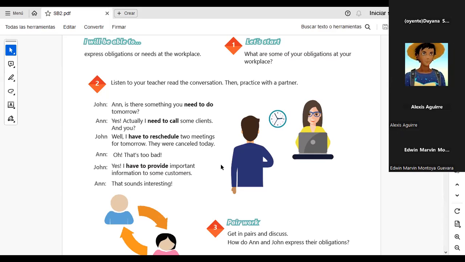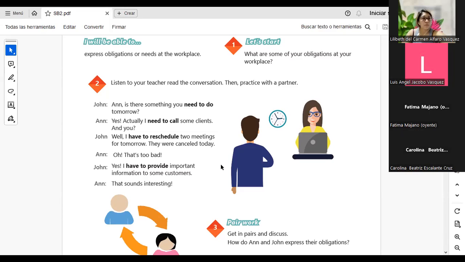Vaya, entonces voy a hacer la dinámica. Voy a hacer las parejas y usted hace la conversación, cambiando rol. Una vez va a ser John y la otra va a ser Ann. Lo voy a cambiar de pareja 3 veces. O sea que usted esta conversación la va a decir 4 veces. Lo más rápida que pueda, para que mejore su pronunciación y su fluidez.